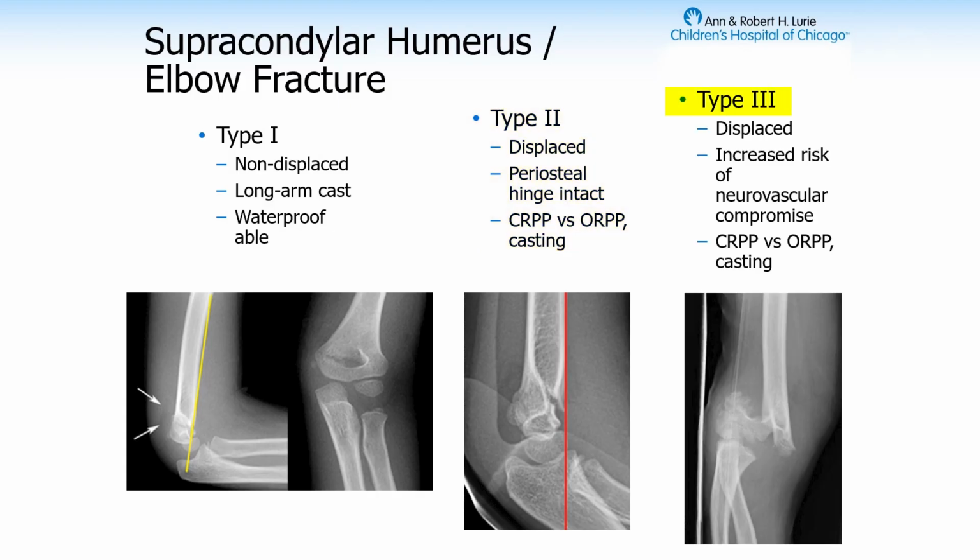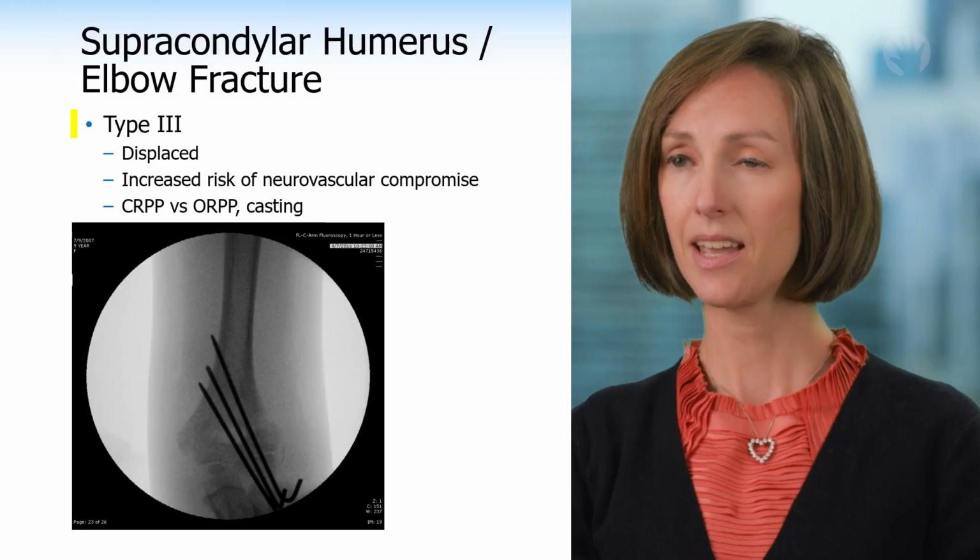Type 3 has a complete disruption of the posterior cortex and often widely displaced, which has an increased risk of neurovascular compromise. These are either treated with a closed reduction and percutaneous pinning versus open reduction and percutaneous pinning, depending on the stability of the fracture or the concern for vascular compromise.